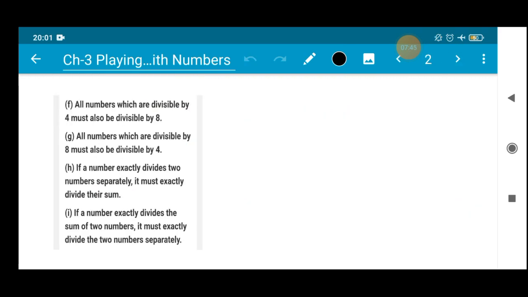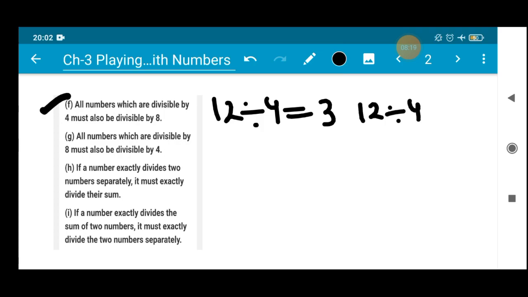Proceeding to the next question, number F. All the numbers divisible by 4 must also be divisible by 8. The statement here is false, because let's take an example, 12. 12 is divisible by 4, right? But can 12 be divided by 8? Can 8 divide 12? No, not possible.